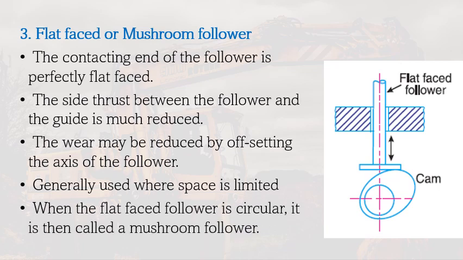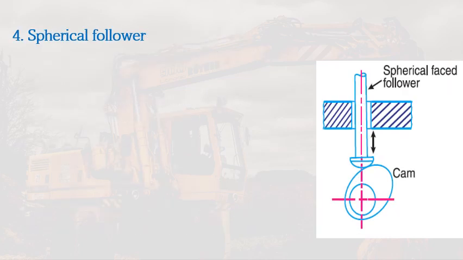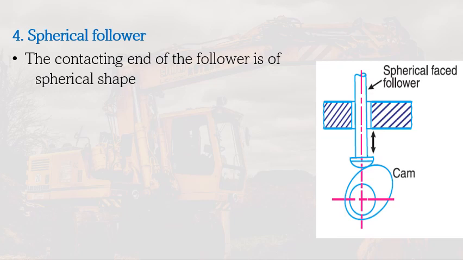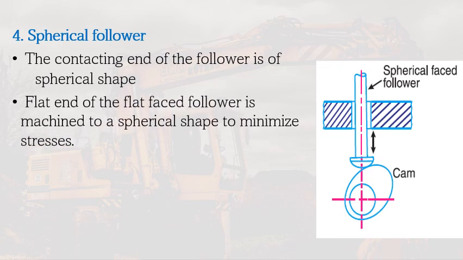When the flat face follower is circular, it is then called a mushroom follower. Finally, we have the spherical follower. The contacting end of the follower is of spherical shape. The flat end of the flat face follower is machined to a spherical shape to minimize stresses.